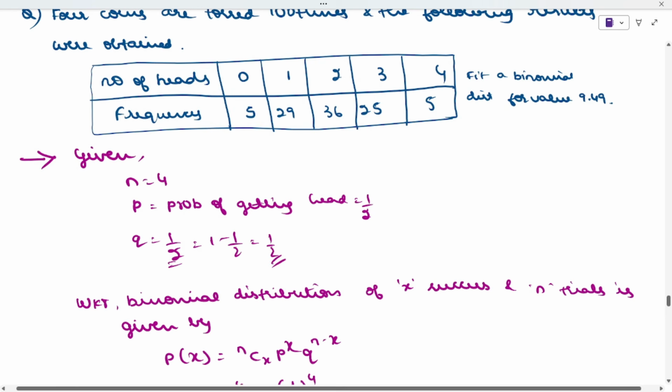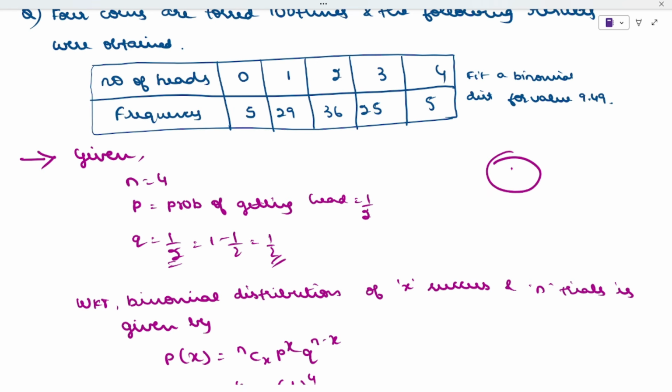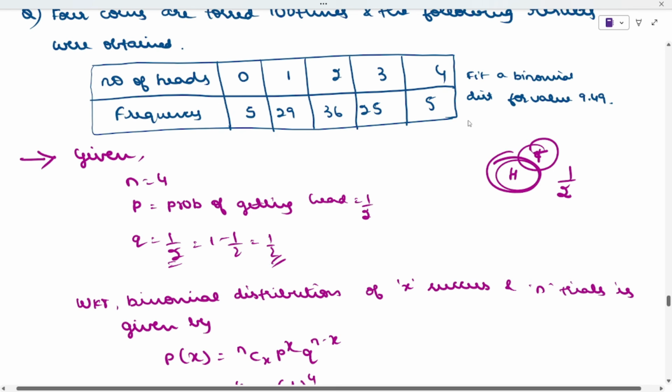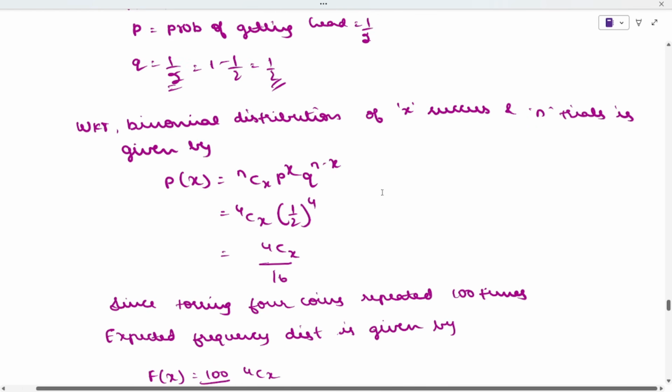Okay, now here you will compare with 9.49. Again, n is equal to 4. Now the probability of getting head. Now if you have one coin, here it will be head, backside it will be tail. Now if you have probability, either it will be head or it will be tail, so it will be 1 by 2. This is how you have taken the probability of that. Now again you will take q value, that is 1 by 2, and the binomial distribution is nCx p power x q power n minus x, 4Cx 1 by 2 whole power 4.